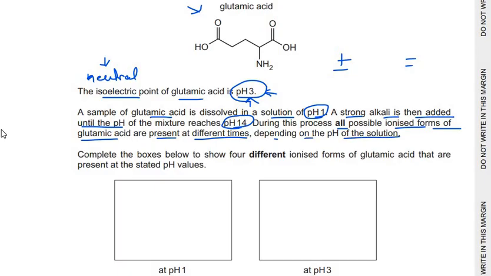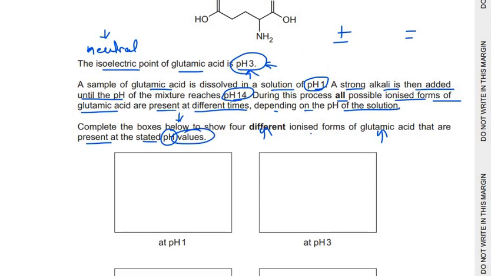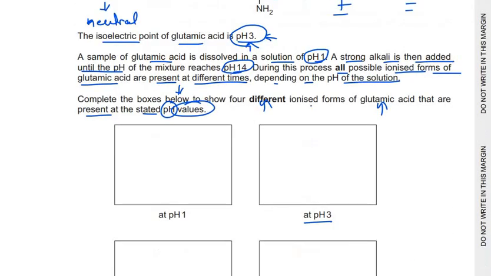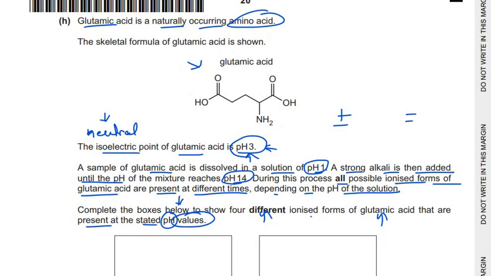of the solution. Complete the boxes below to show 4 different ionized forms of glutamic acid that are present at the stated pH values. Now here we have them at pH 1, at pH 3, at pH 9 and 14. So here is the structure.